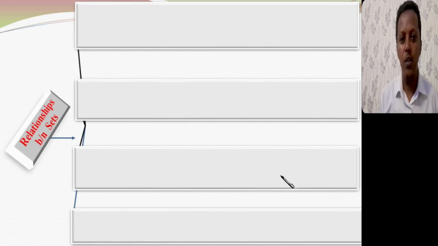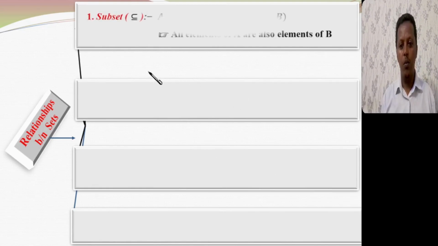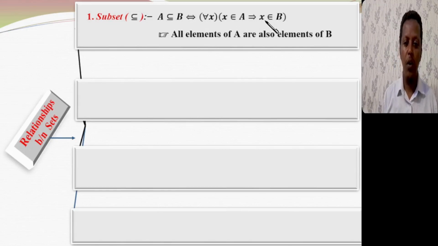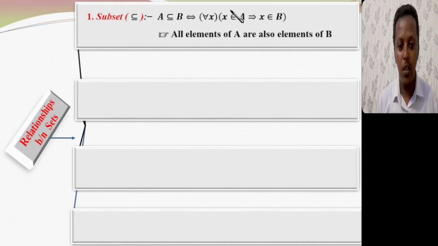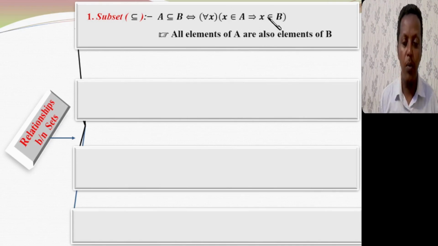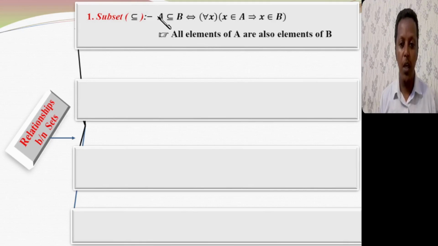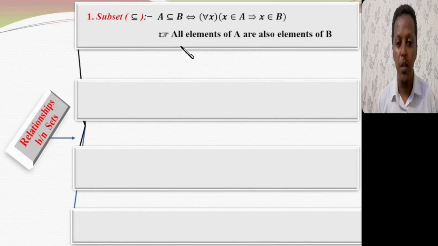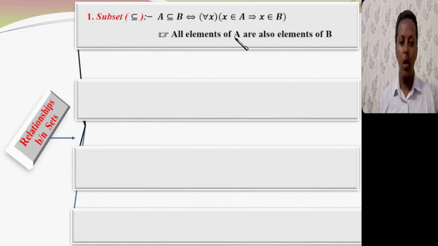The first relationship between sets we have is the subset, and this is the symbol of subset. A is a subset of B if and only if for all x, x an element of A implies x an element of B. That means all elements in A are also elements in B. In that case, we say A is a subset of B. This is the way we describe subset based on logical concept. In other words, all elements of A are also elements of B.